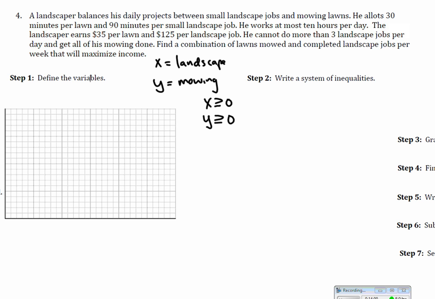So here's kind of what we're limited at. He knows he can't do more than 3 landscape jobs a day. So we're limited on that. The last one is time. So 30 minutes per lawn, 90 minutes for landscape job. So if I go 90 minutes for a landscape job and 30 minutes for a lawn, that can only be up to 10 hours, but it's got to be in minutes. So 10 hours is going to be 600 minutes. So there's my limits.